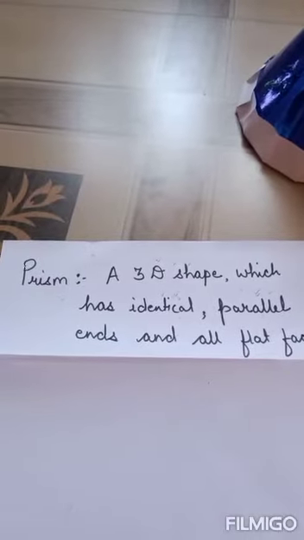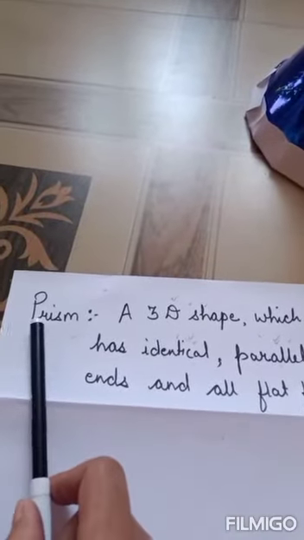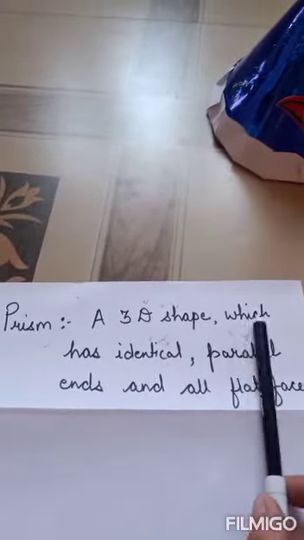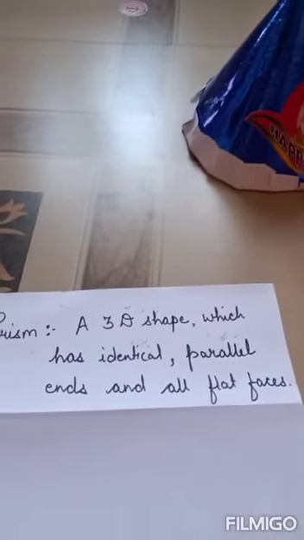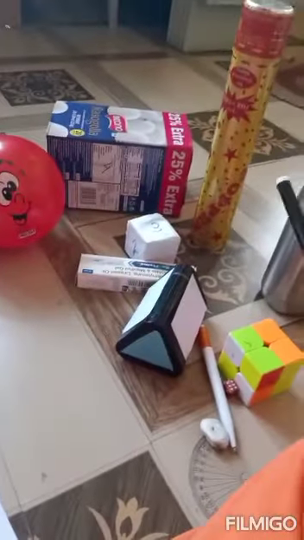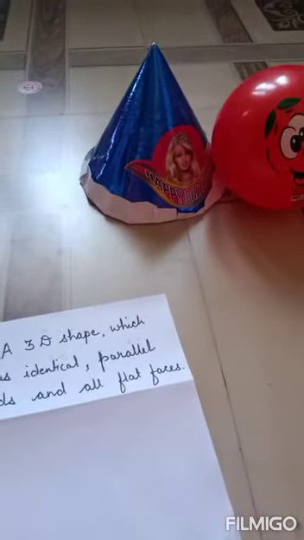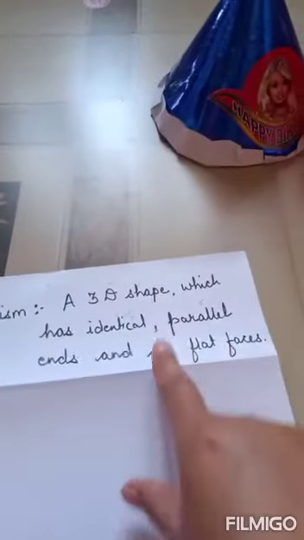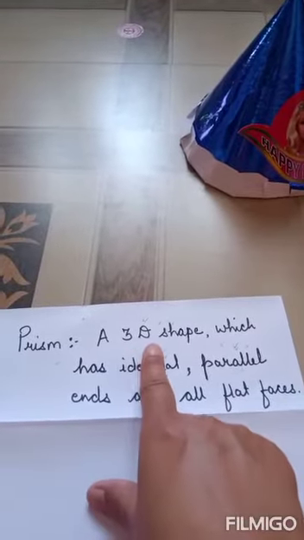So children, last week we had spoken about this term as well, that is prism. Yes, so the definition says a 3D shape which has identical parallel ends and all flat faces is a prism. Okay, so these are a few of the 3D objects which I have with me right now, and let's see how many of these objects could be considered prisms on the basis of this definition. Okay, so the definition says that it has to be a 3D object.